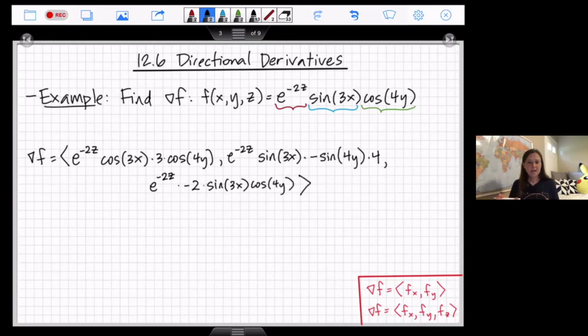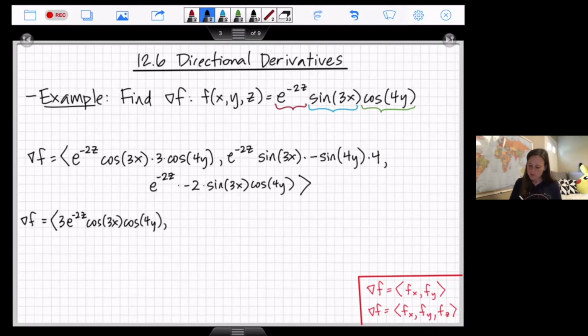And that's my gradient. It's a little bit of a mess. I need to clean it up. So hopefully I can fit the simplified version all on one line. Okay, so in the first term, I'm going to pull that 3 up front. So 3 e to the negative 2z cosine 3x cosine 4y.